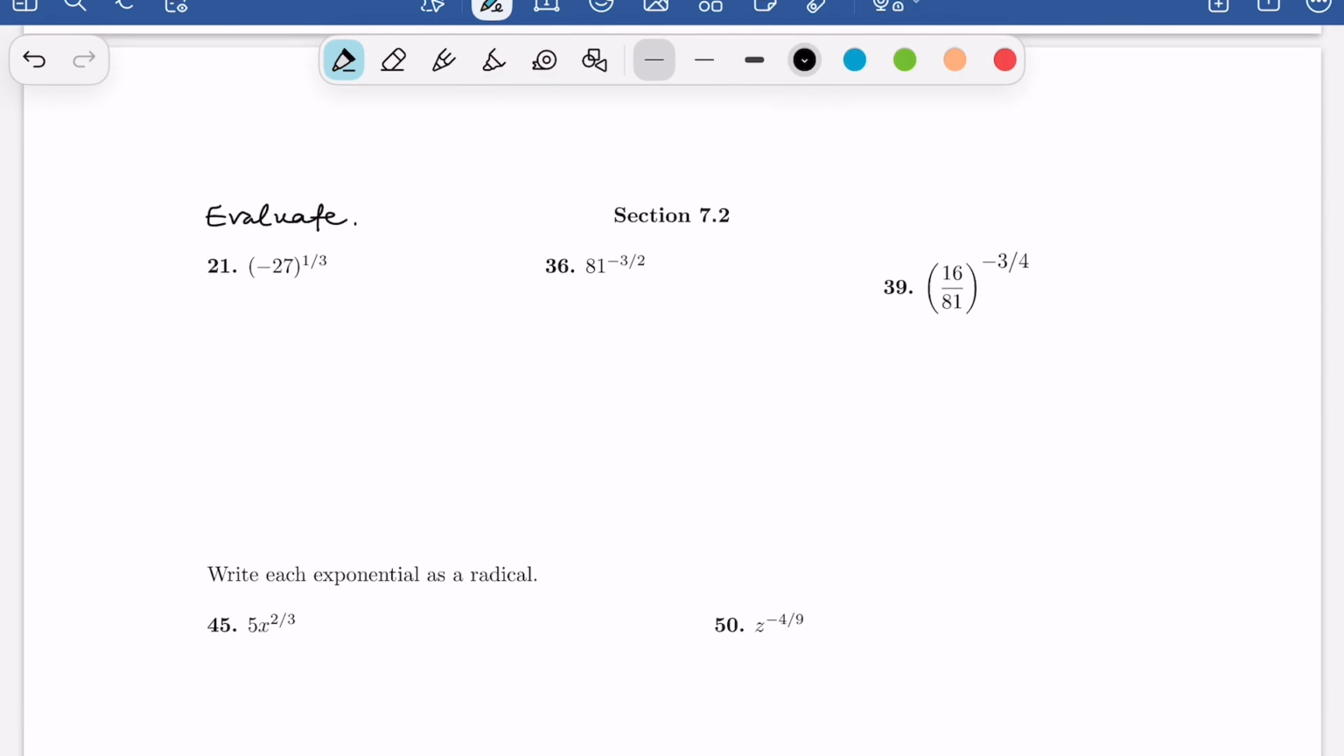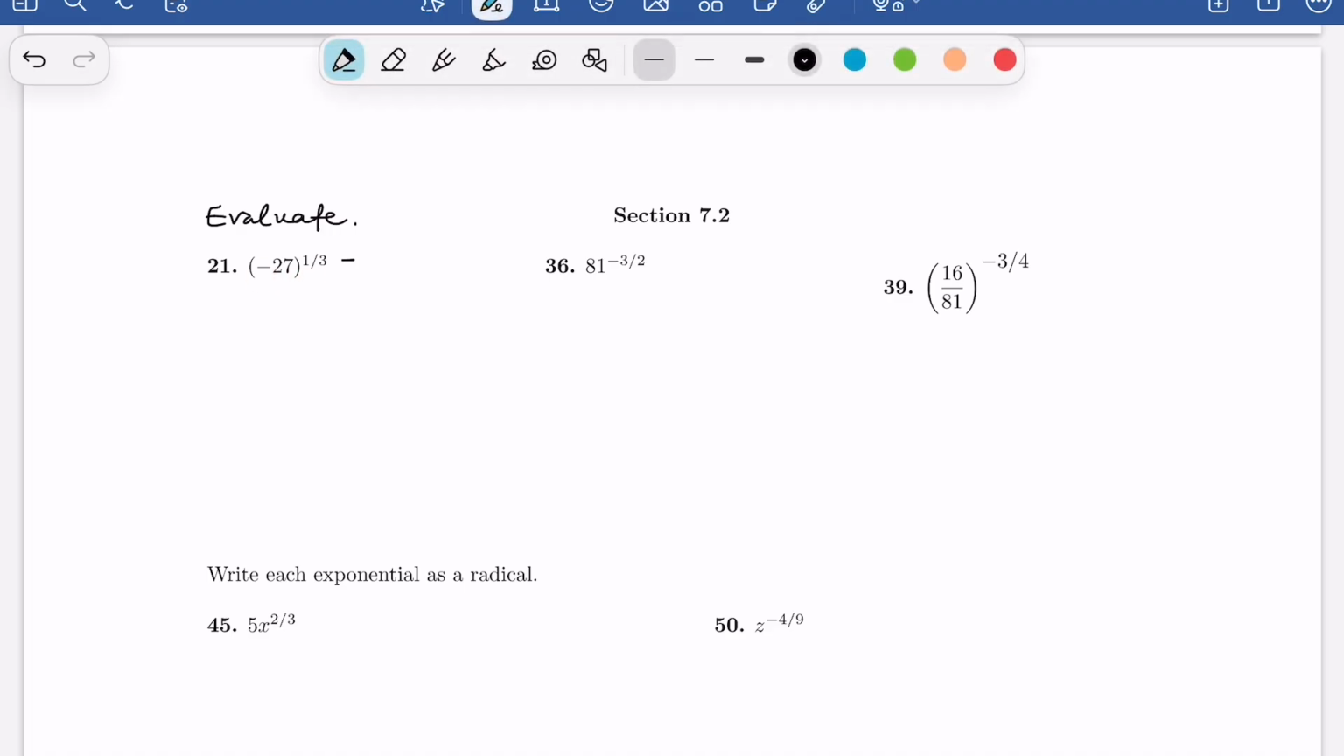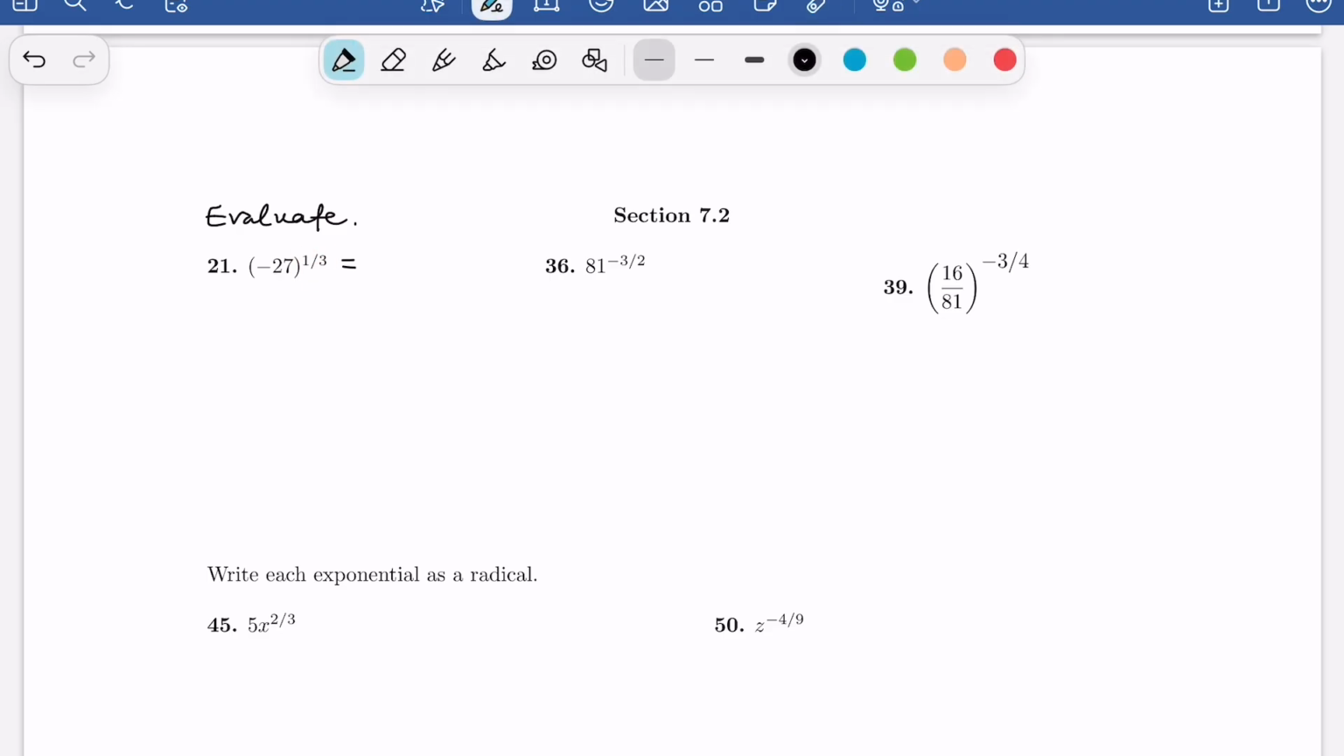All right, so this brings us to section 7.2, where we're going to be looking at rational exponents. Now, in this section, we're going to be using a lot of the same rules that we saw in previous sections when dealing with exponential expressions, but now we're dealing with rational exponents. So these are going to introduce radicals. So for this first one here, we have -27 raised to the 1/3 power. Well, this rational exponent here can be rewritten as a radical by taking the third root of -27.